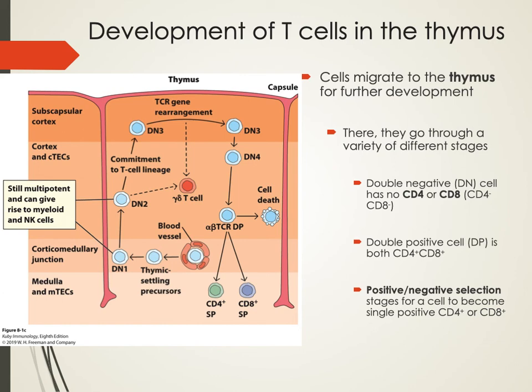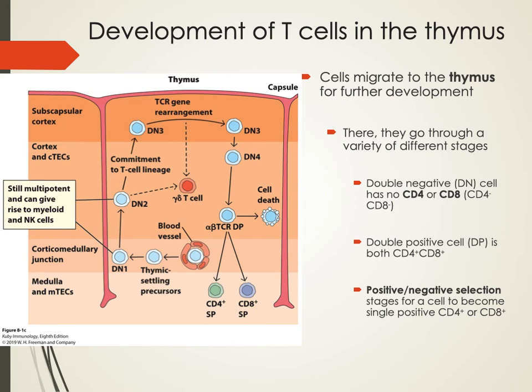To gain re-entry into the cortex, we then have our 4th stage, or DN4. At this point during the transition in the cortex, one of the major events is the expression of CD4 and CD8. You can see how the cell is now DP, or double positive. It's going to express both CD4 and CD8 initially, and then it will become single positive, so that it would express either CD4 or CD8.